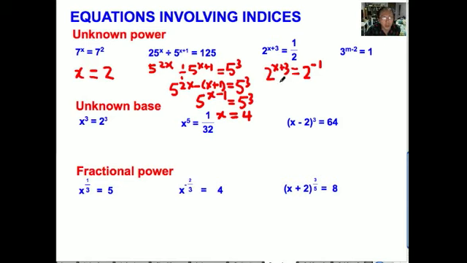For the case of the fractional power, we need to reduce the power to 1. We can do this by applying the reciprocal power. In this case, the reciprocal of 1/3 is 3. Applying to both sides, we have x to the power of 1 equals to 5 to the power of 3. X to the power of 1 is just x.